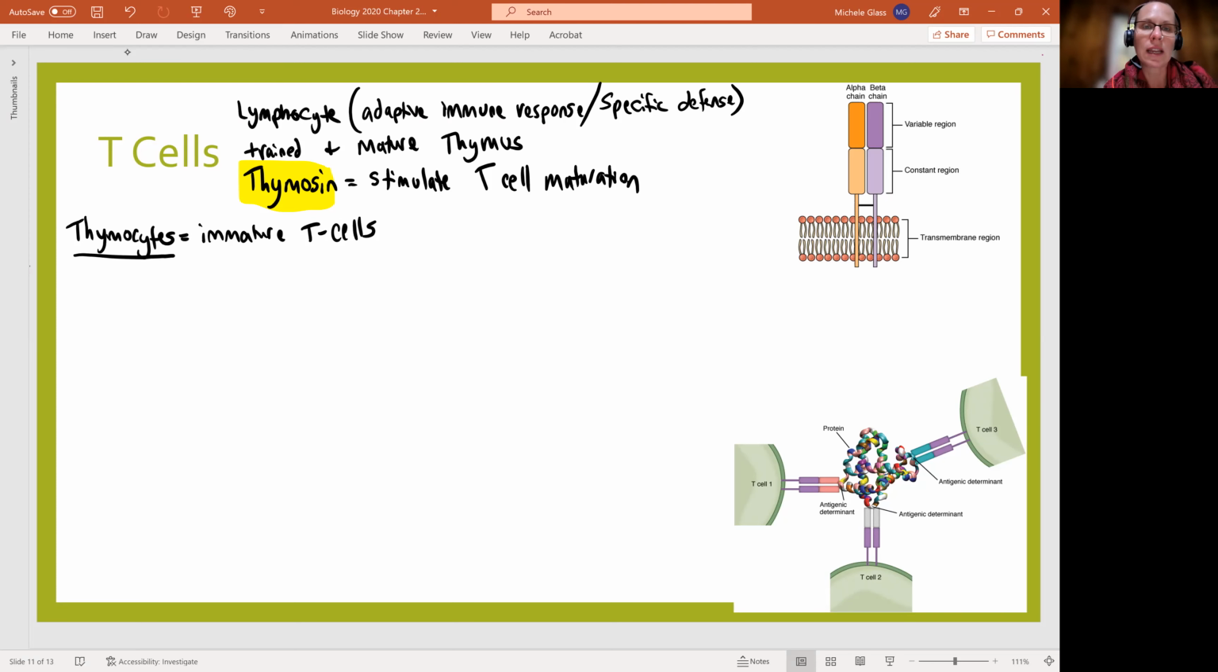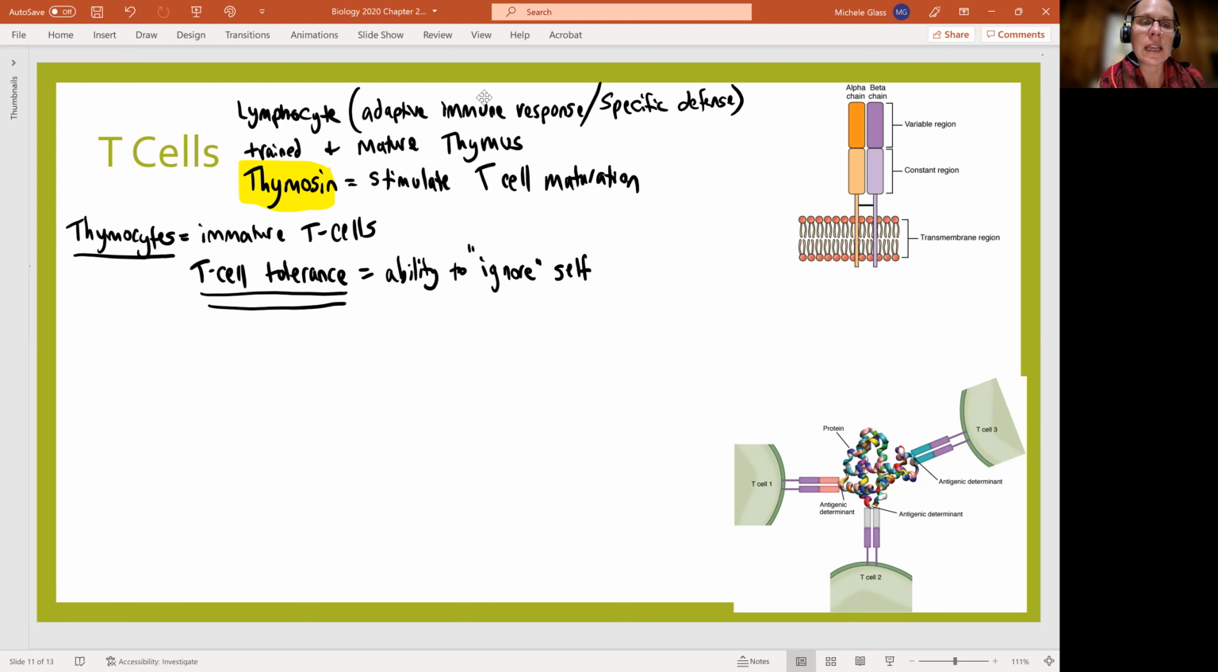And it's at this stage of their development that we see them build what's called T cell tolerance. And this is the ability to, I'm going to say, ignore self. So this is my phrasing. What this is really talking about is the T cell is able to recognize which cells belong to the body and which cells are foreign.